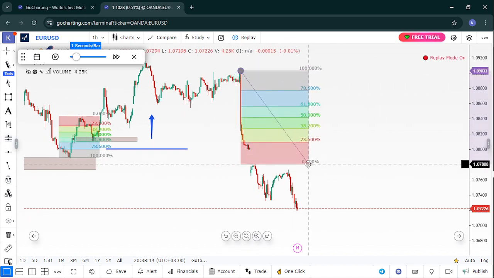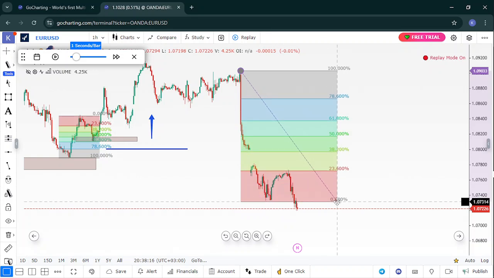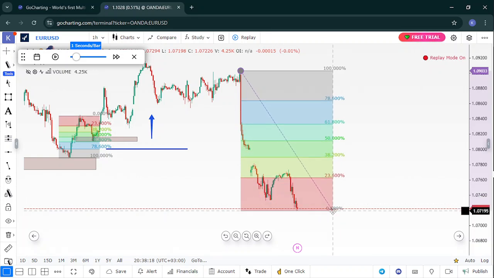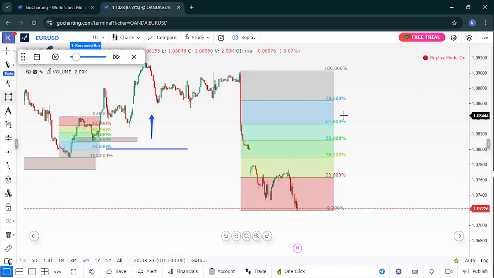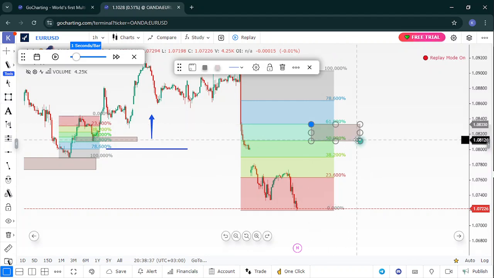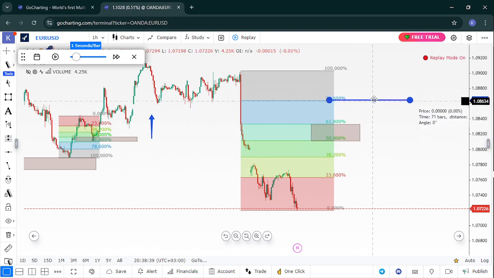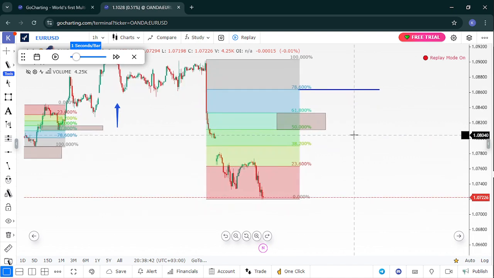Place your 100 mark at the key point, then drag your Fibonacci retracement to 0. Place the 0 mark where the market has reached at that point before reversing. Then you are supposed to place your orders in between 61 and 50. Your stop loss at 79. This is what you have to do.